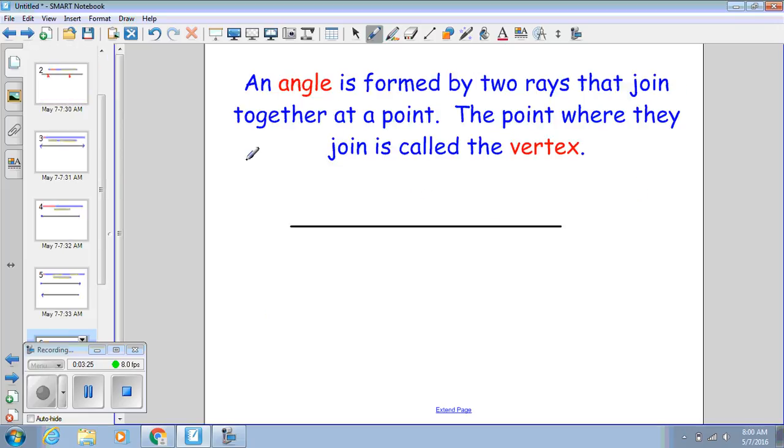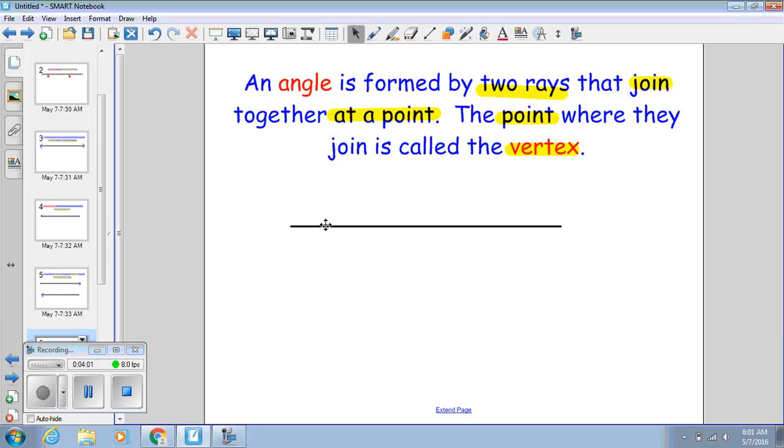Our next word to know is an angle. An angle is formed by two of those rays. They're going to join together at a point. That point where they join is called the vertex. So there's actually two words to know on this page. Let's go ahead and get our highlighter. An angle is formed by two rays that join at a point, and that point is called the vertex.